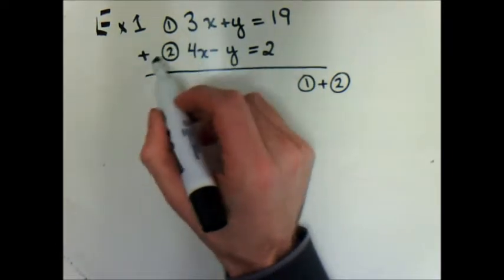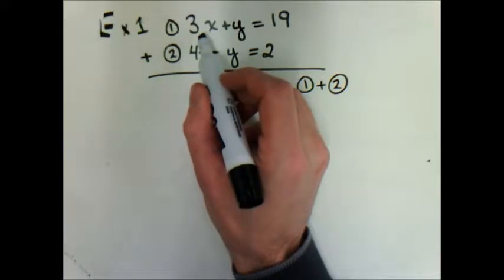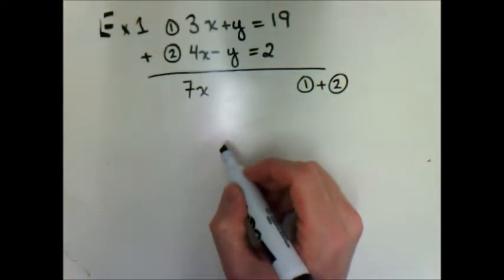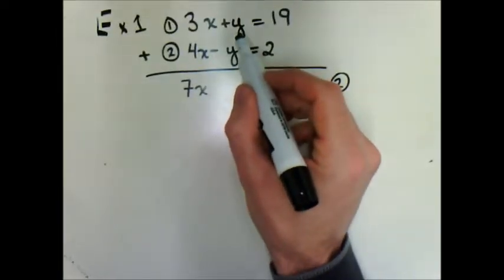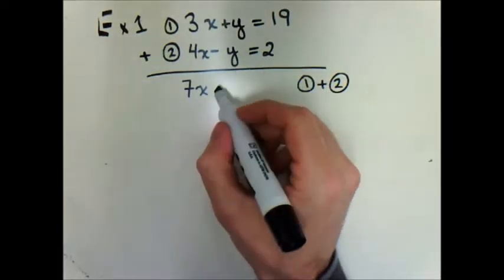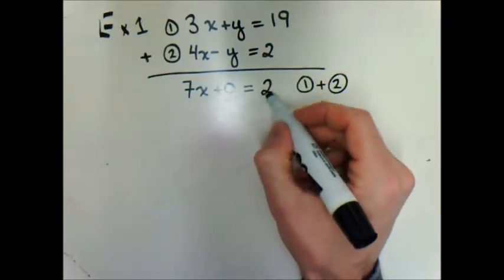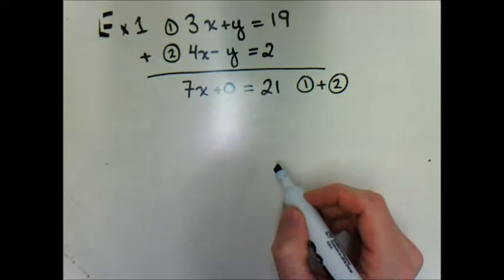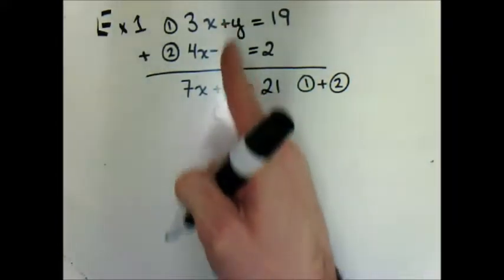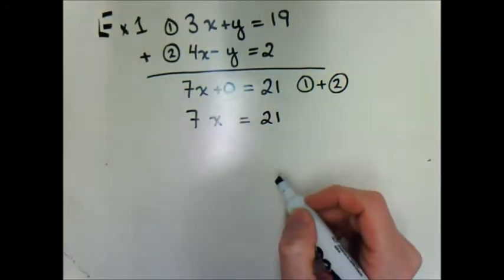I've got 3x plus 4x, right? I have 3 x's, whatever they are, in equation 1, and I have 4 x's in equation 2. So I have 7 x's. And then I have 1y minus 1y. I have a y minus a y. Well, that's 0. And I have 19 plus 2 equals 21. Okay? You don't need to write this 0 in. I'm just writing it so that you can see what happened. So what we really have here is 7x equals 21.